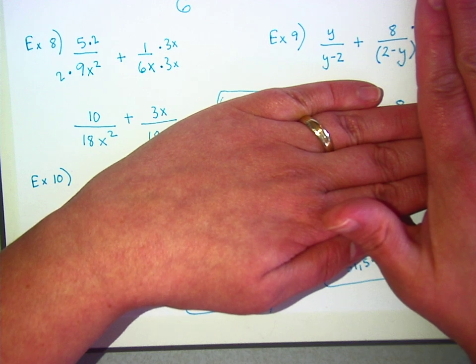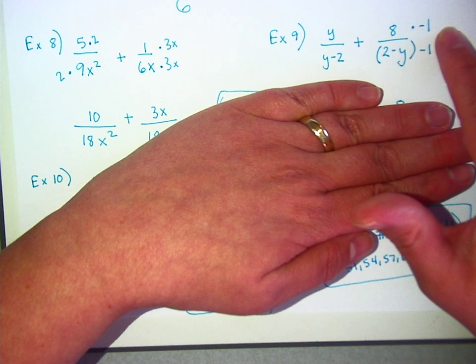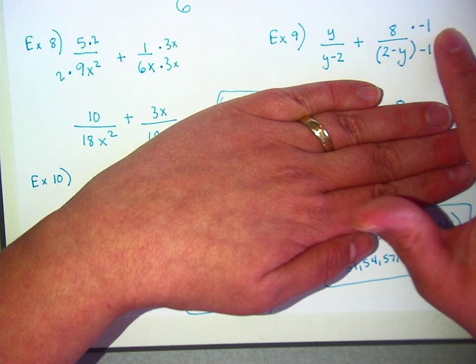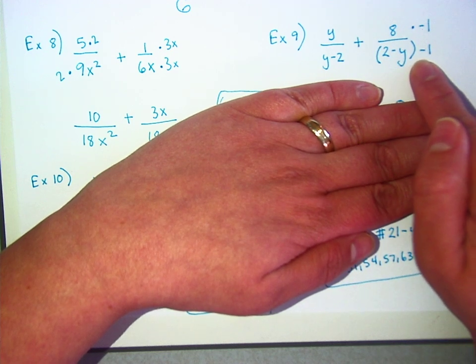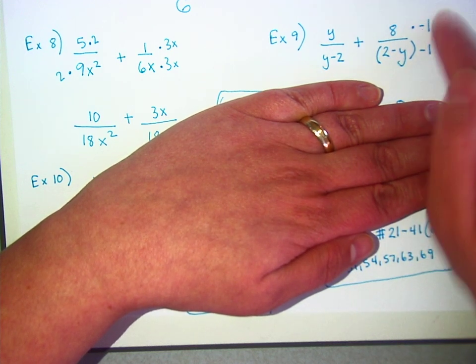But then who was the one who thought of multiplying by a negative 1? Emma, did you get a prize for that? Go get it.